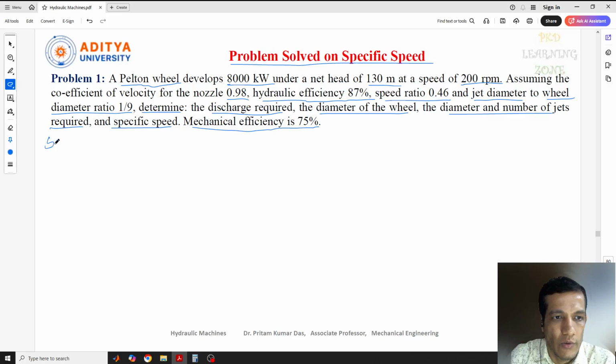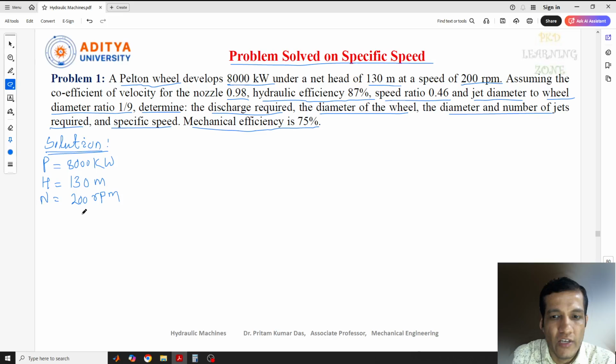First of all, we'll identify what data are given, and then we will solve the problem. So in the solution, let me first write what data are given. First, the power developed: P, power developed, equals 8000 kilowatt. Next, under a net head, which we mark as H, this is given as 130 meter. Next, speed of the turbine is given, this is 200 rpm.